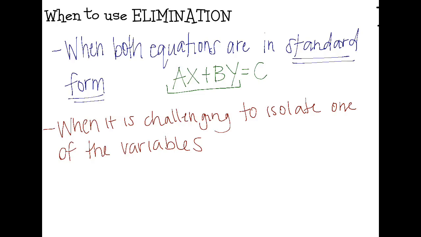You also want to use elimination when it's challenging to actually isolate one of those variables. We talked about in substitution, if you have a variable that has a leading coefficient of 1, then it's easy enough to isolate that variable and then you can use substitution. So in this case, we're probably going to stick with elimination if we have a situation where one of those variables is not very easily isolated.